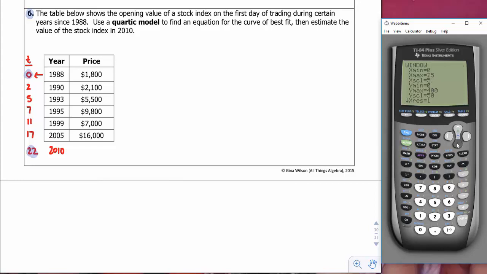So my y min, I'll start that at 0. But it looks like it goes as high as 16,000, but it might be going higher than that. So let's try to be safe here, because it looked like it's gone up quite a bit at the very end. And again, if you ever have your window where you maybe didn't make it big enough, you can always go back and change it.